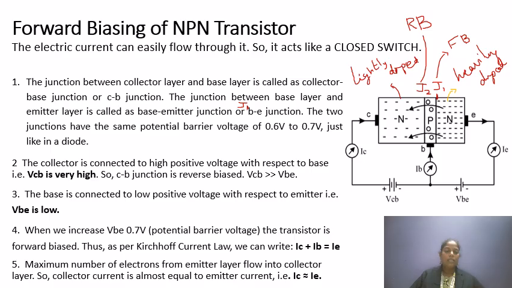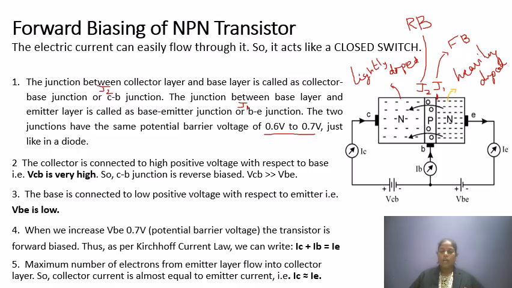We can write this as J1 and this as J2. The two junctions have the same potential barrier voltage of 0.6 to 0.7 volts, just like a normal diode. That is the same working mechanism. J1 is N-type, P-type with the same potential difference. J2 is P-type, N-type. So J1 acts as a diode and J2 also acts as a diode, with a potential barrier of 0.6 to 0.7 volts, like a normal diode.